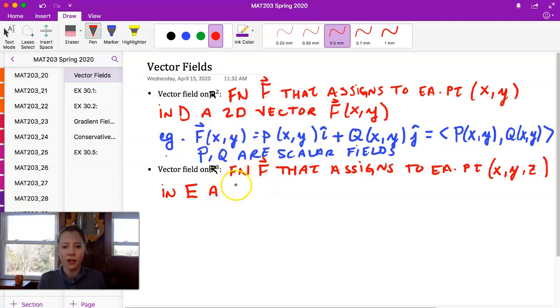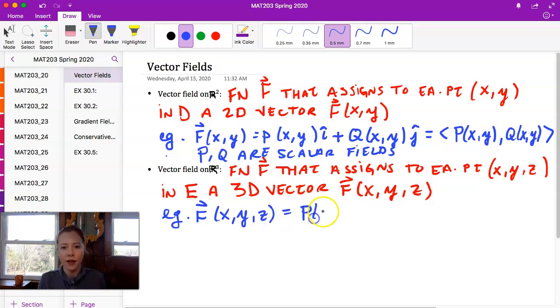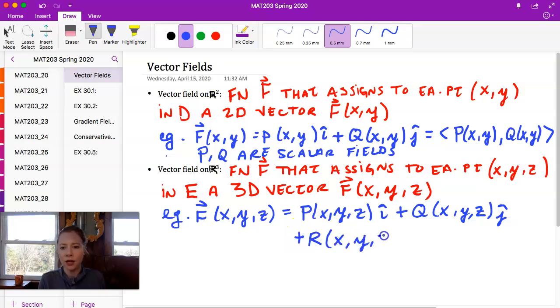So in E, a 3D vector f of x, y, and z. So for example, dealing with a vector now in 3 space, we're going to have 3 different scalar functions. So p of x, y, and z would give us our i hat coefficient, q of x, y, and z would be j hat coefficient, plus r of x, y, and z k hat.